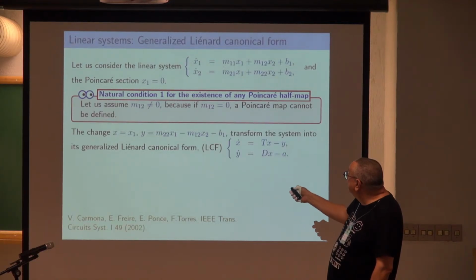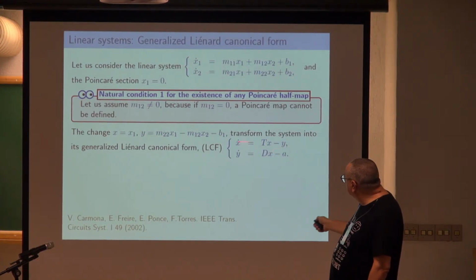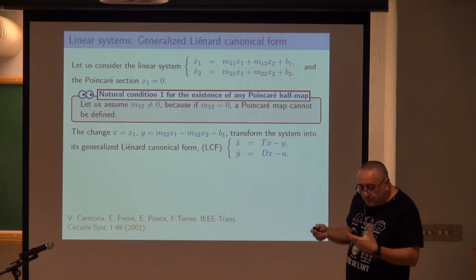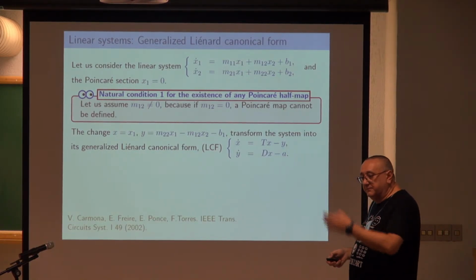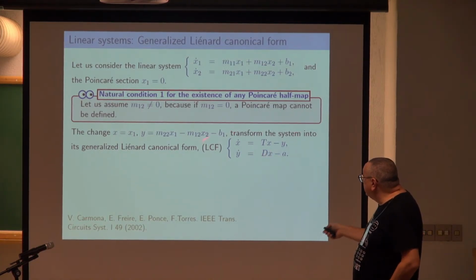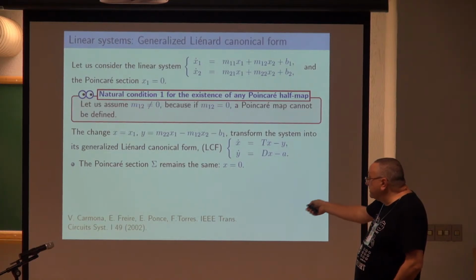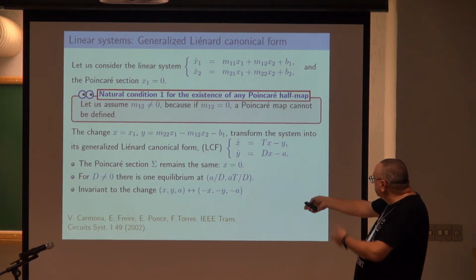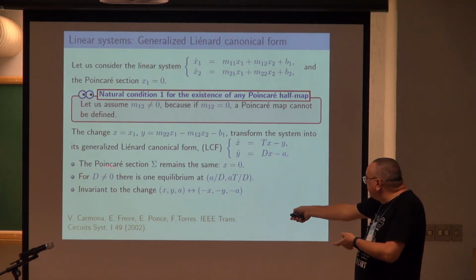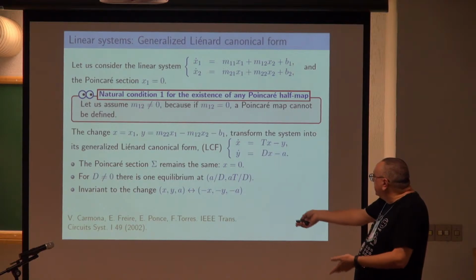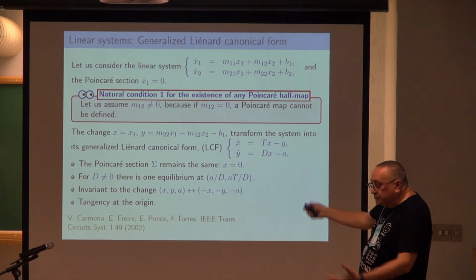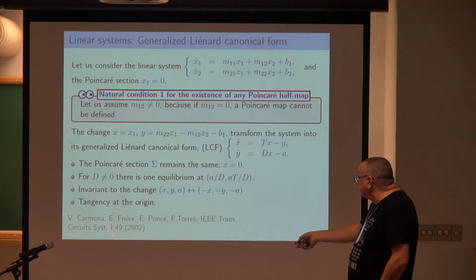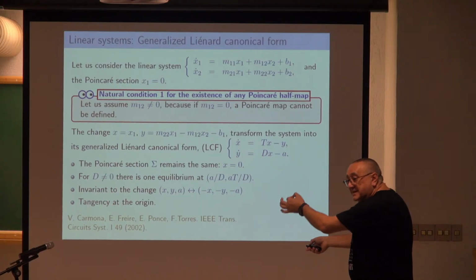Well, under this condition, this system can be translated to this one, where here we have the trace, the determinant, and a parameter that tells us where the equilibrium is going to be with respect to x equal to 0. In this change, the Poincaré section remains the same, x equal to 0, and well, it has several properties. Properties like it has an equilibrium different from 0, and well, it is invariant to this change. This is the change that you have to use to change the left Poincaré for the right Poincaré. And there is also a tangency at the origin. So we have a Poincaré section, but with a tangency.